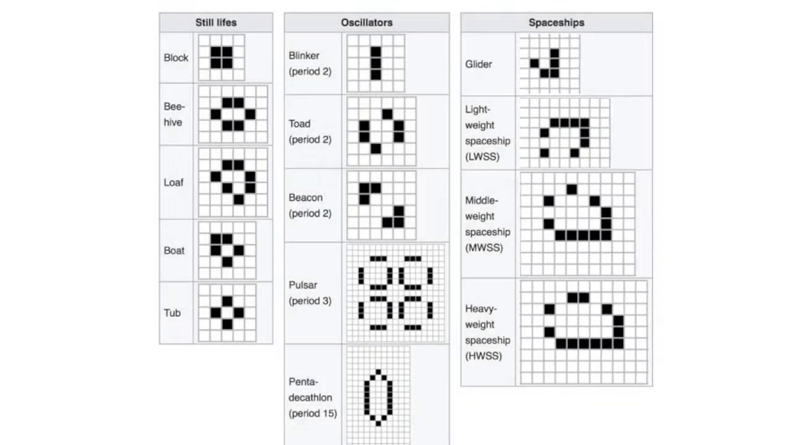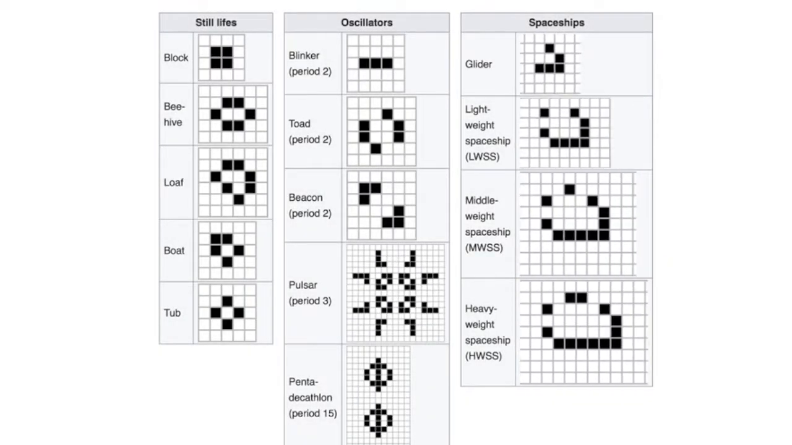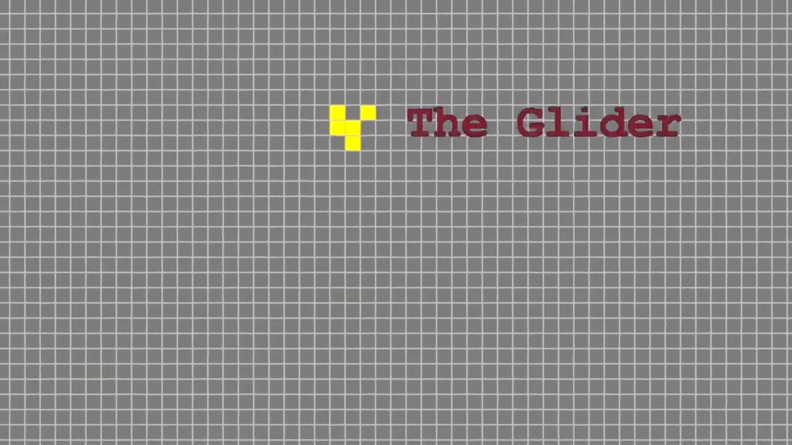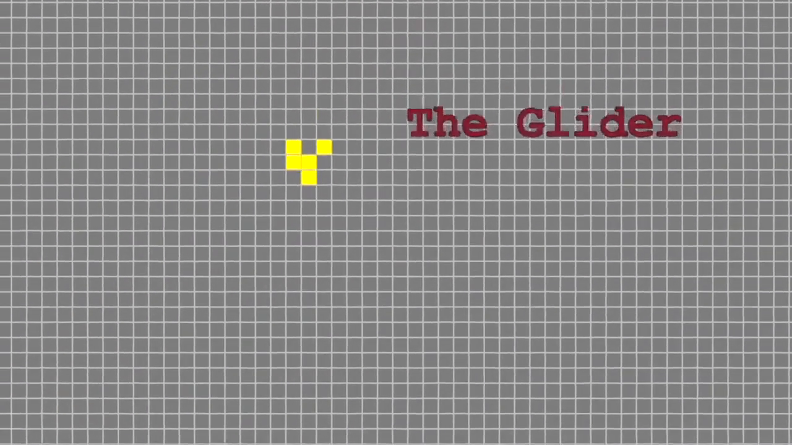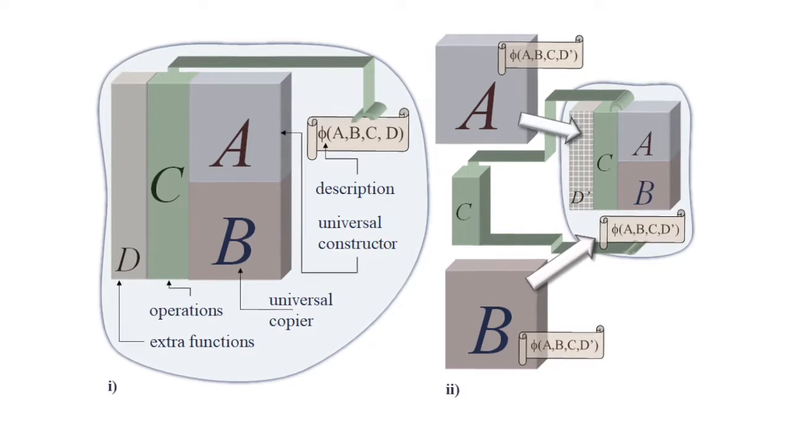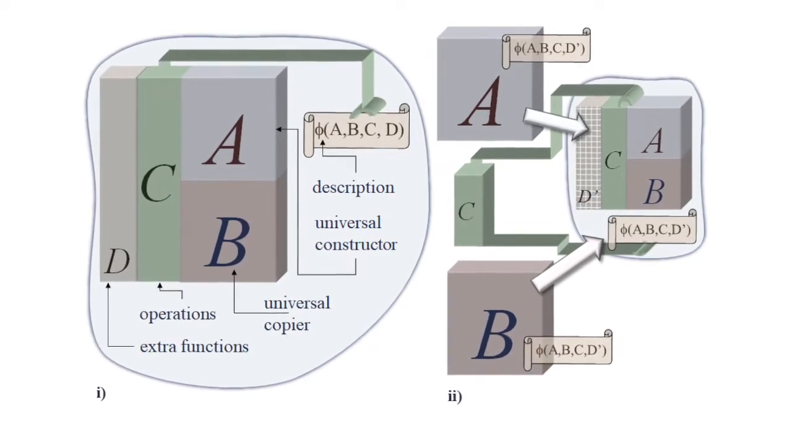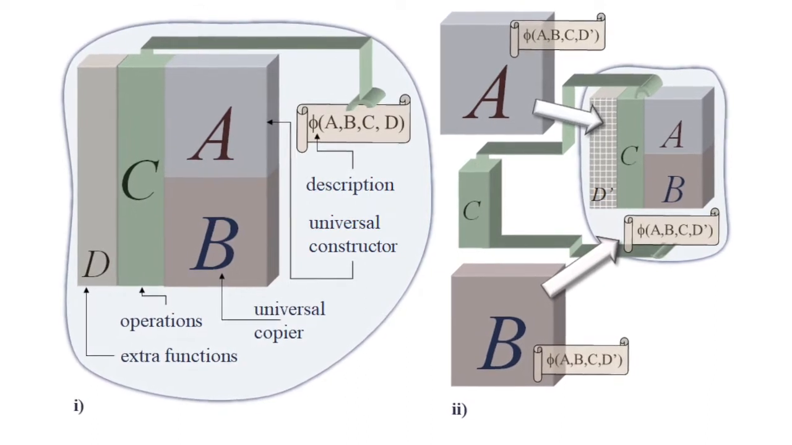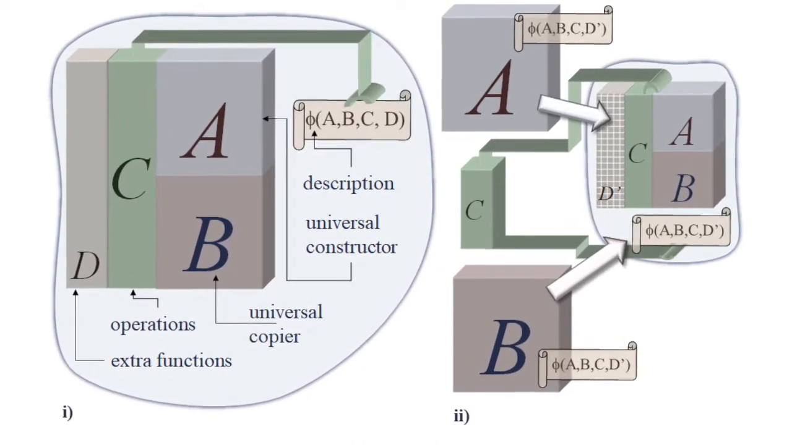What emerges are still lives, oscillators, and spaceships that migrate across the space forever. The most important thing about it is that, although it's remarkably simple, it can nonetheless act as a von Neumann universal constructor from the cyberneticists of the 1940s that I mentioned in previous videos. Essentially something that can be set up to recreate itself. It's a self-replicating machine.